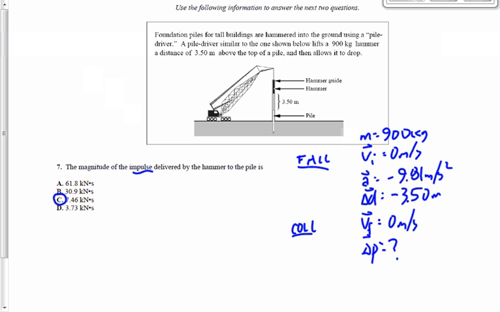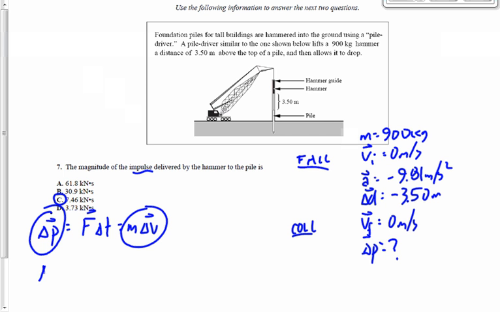For the second part of the problem, we're going to say delta P is equal to F times T equals M times delta V. Since we're looking for the impulse, we're going to circle the first part of the equation and probably the last part, the third part. We know the mass is 900 kilograms. We know VF is 0 meters per second, but we've got to find VI. Anybody make a suggestion as to how to find VI?